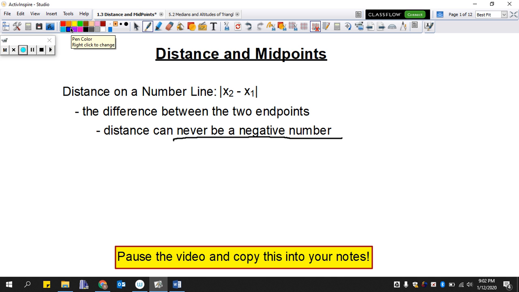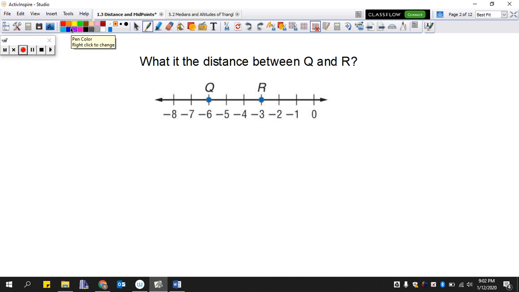All right, so what is the distance between Q and R? Well, Q is -6 minus -3. Okay, and we're going to take the absolute value of that. So -6, so keep, change, change. So -6 plus 3 is -3. And the absolute value of -3 is 3. So that's how you do it algebraically. If you want to just check yourself, well, let's see, how many spaces are there between Q and R? 1, 2, 3. So there's 3 spaces between Q and R. So that distance is 3.